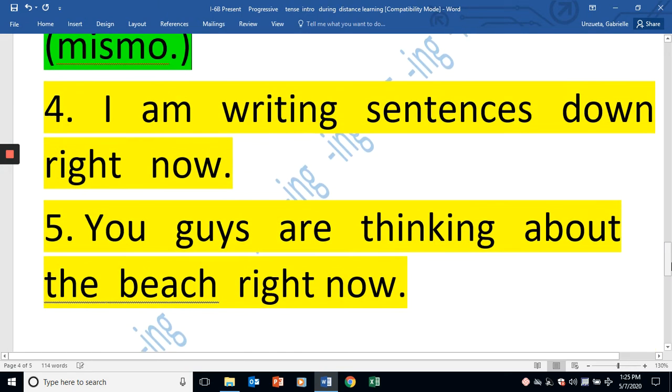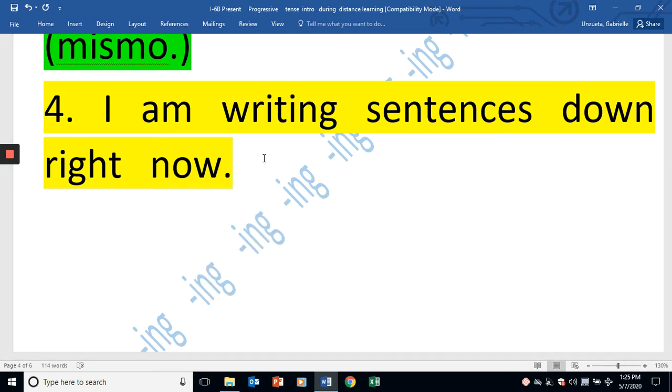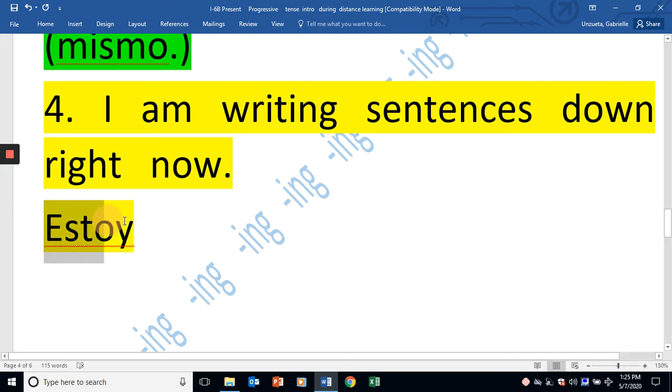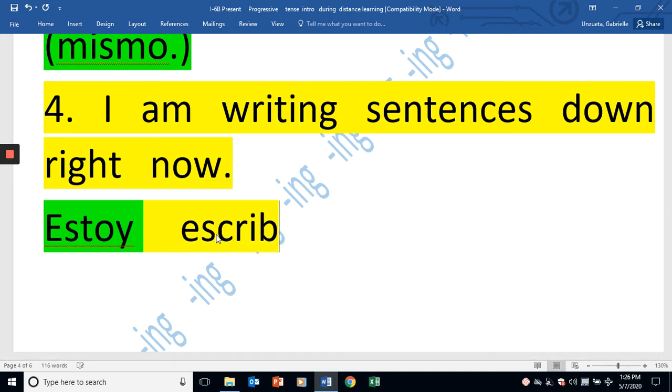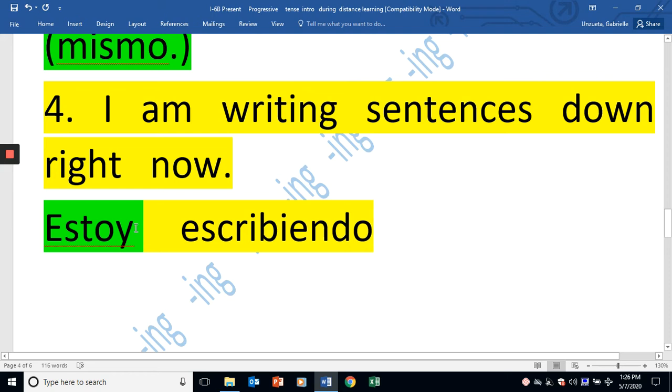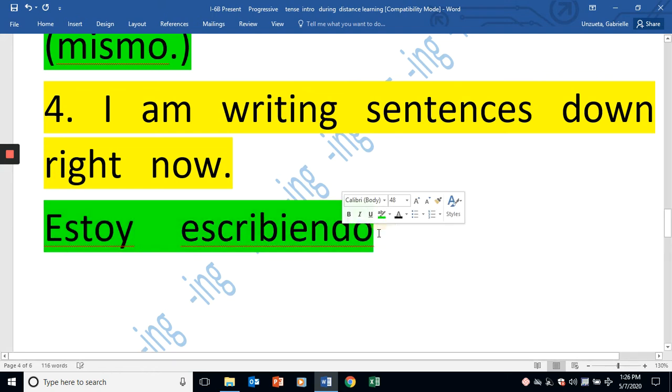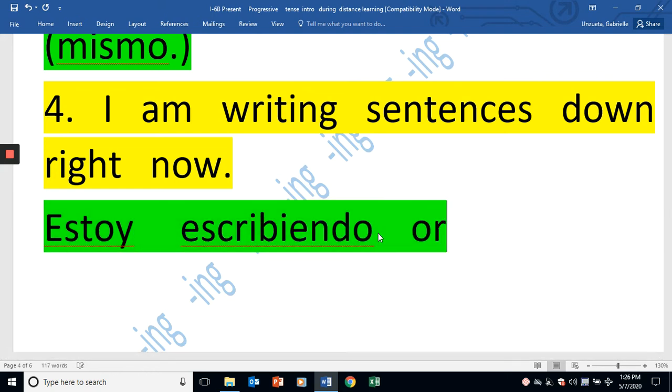Muy bien, next one. I am writing sentences down right now as we speak. Okay, I am writing sentences down. So, of course, I could start with yo, or I could just start with estoy. I'm going to just write estoy. And then my verb to write is escribir, escribiendo. Estoy escribiendo oraciones. That word's probably new for you. Oraciones are sentences. Estoy escribiendo oraciones.